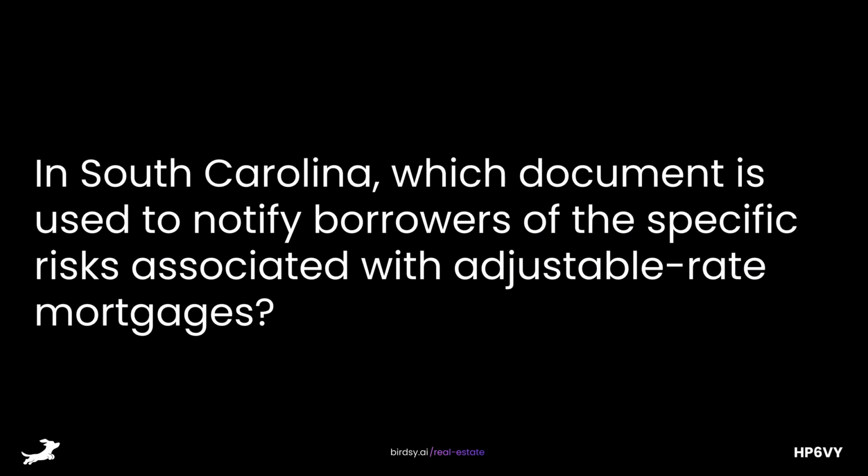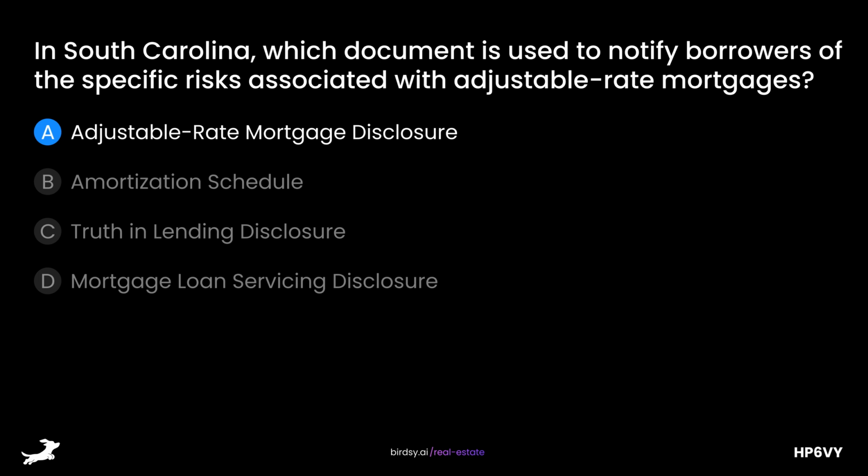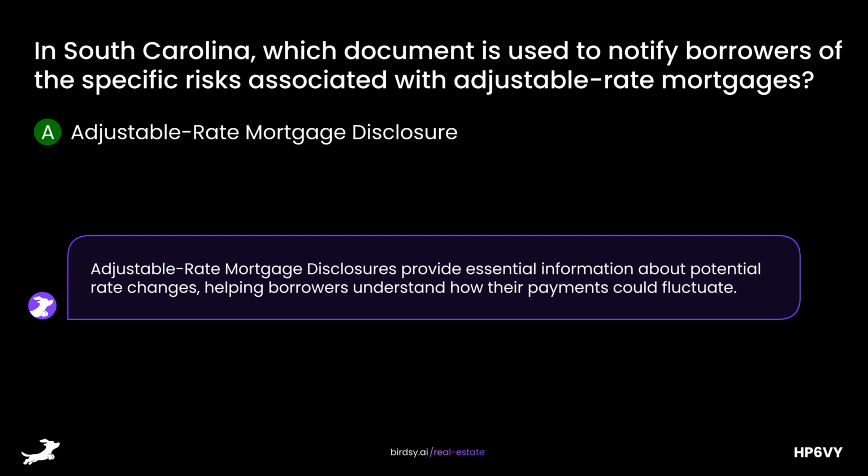In South Carolina, which document is used to notify borrowers of the specific risks associated with adjustable rate mortgages? Is it A, adjustable rate mortgage disclosure, B, amortization schedule, C, truth in lending disclosure, or D, mortgage loan servicing disclosure? The answer is A, adjustable rate mortgage disclosure. Adjustable rate mortgage disclosures provide essential information about potential rate changes, helping borrowers understand how their payments could fluctuate.